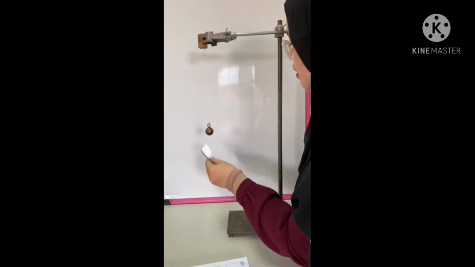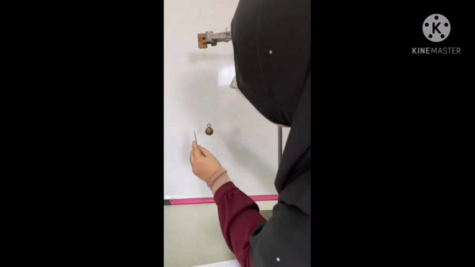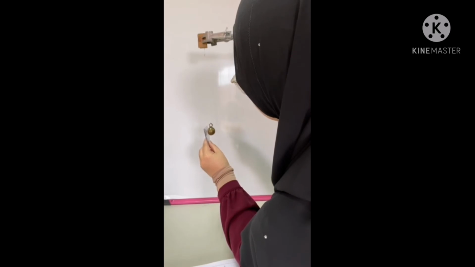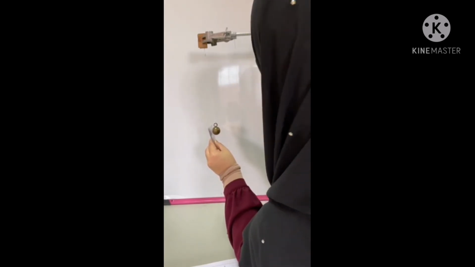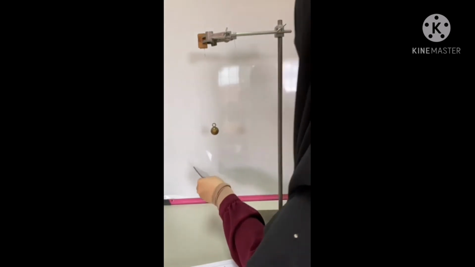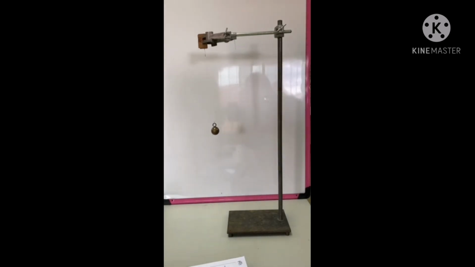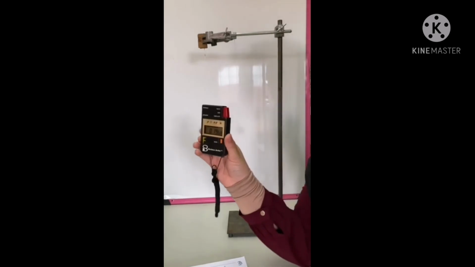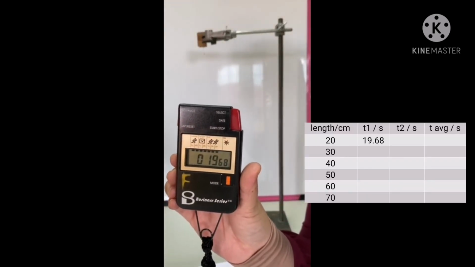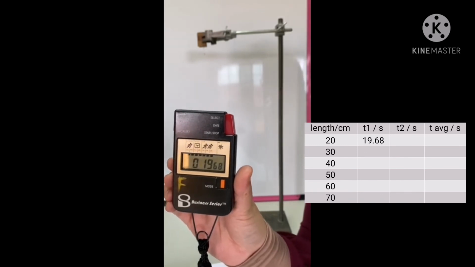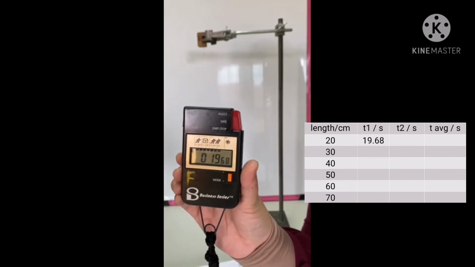Bismillahirrahmanirrahim. Right. I'm going to use this to help me. 1, 2, 3... 17, 18, 19, 20, right? So that is the time taken for the pendulum to complete 20 oscillations with a length of 20 centimeter.